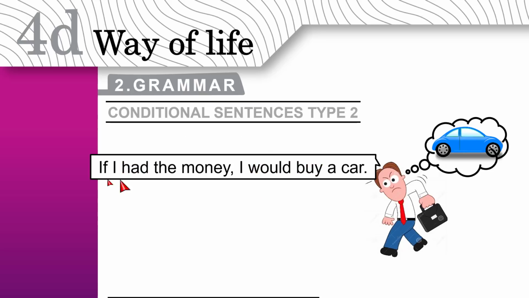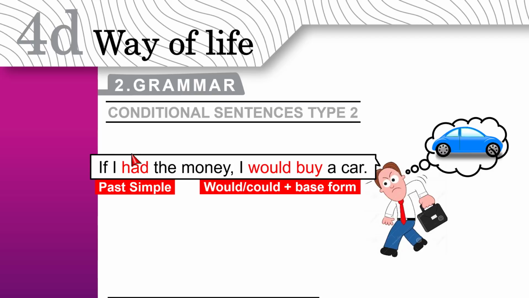Notice that this is one sentence and it consists of two parts. This is the if part, the if clause: if I had the money. And this is the main part, the main clause: I would buy a car. With if, we use the verb in the past simple. And in the main clause, we use would, or we can use could, plus a verb in the base form. Base form means no ing, no past simple, no s, nothing.